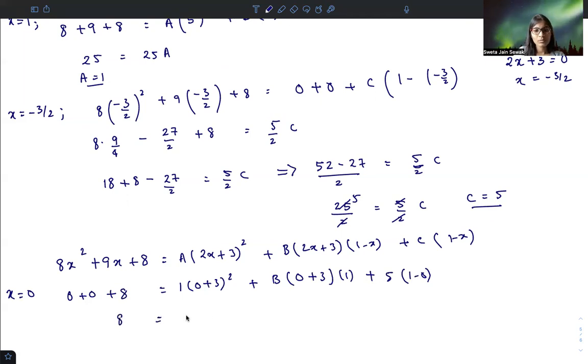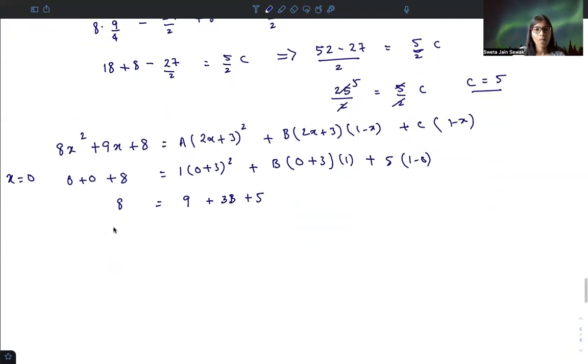8 is equal to 9 plus 3B plus 5. So 8 minus 9 minus 5 is equal to 3B. Negative 6 is equal to 3B. And that gives our value of B as negative 2.